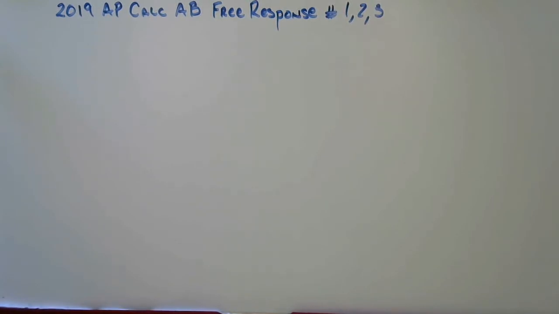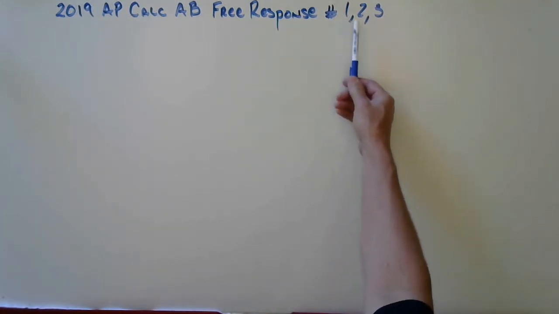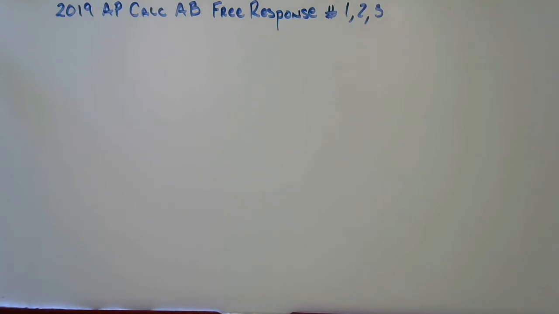As you can see, this is the 2019 AP Calc AB free response numbers 1, 2, and 3. If you're sitting for the BC exam, questions 1 and 3 were also on the 2019 BC test, so you would watch this video for the solutions to questions 1 and 3 from the 2019 BC exam. So let's go ahead and get started.